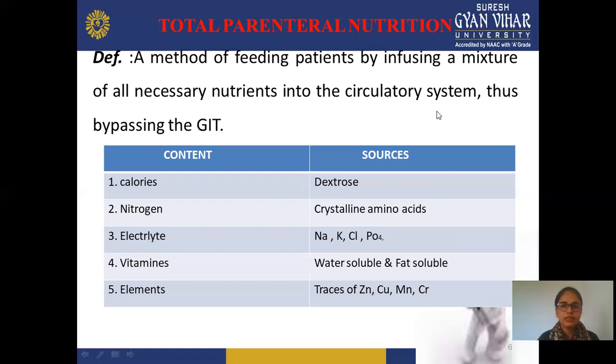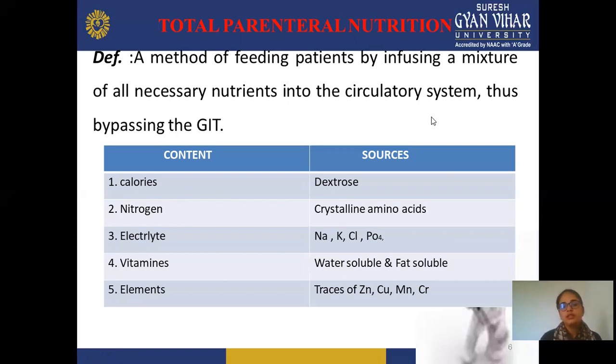Next, these are the contents and the source required for each particular content. First is calories; the calorie source is dextrose. Second is nitrogen; the source is crystalline amino acid. Third is electrolytes: sodium, potassium, chloride, and PO4. Next is vitamins, both water soluble and fat soluble. Elements: traces of zinc, Cu, Mn, and Cr. These are some trace elements.